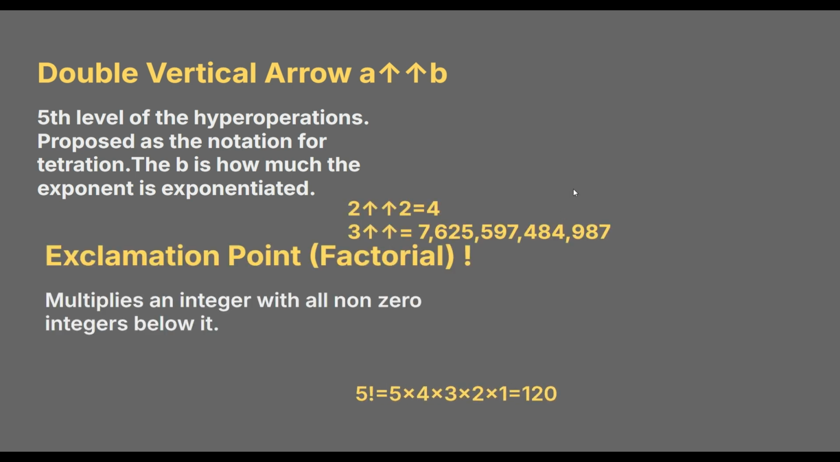Exclamation point, or factorial, multiplies the integer with all non-zero integers below it. It cannot be used for non-integer values. If it is a non-integer value, the gamma function would work instead.